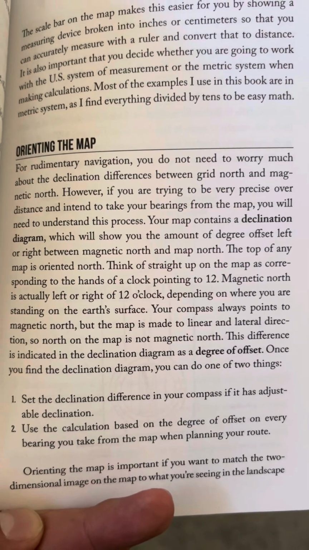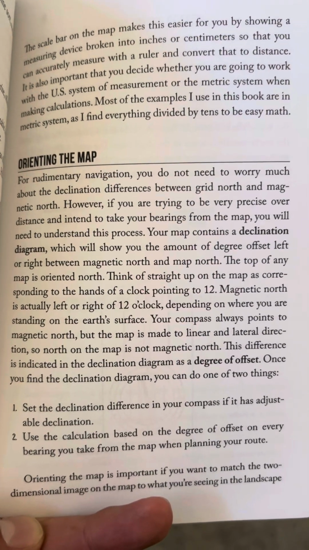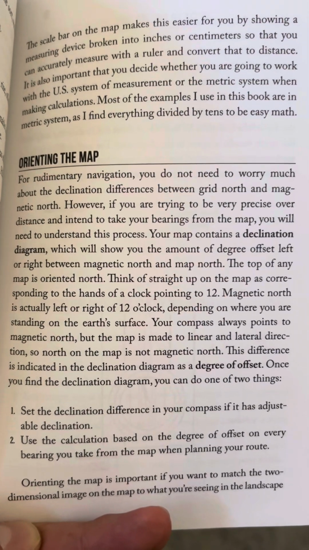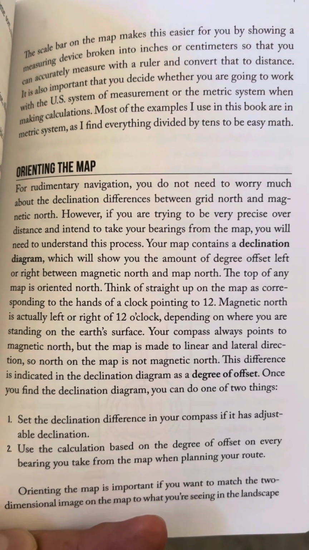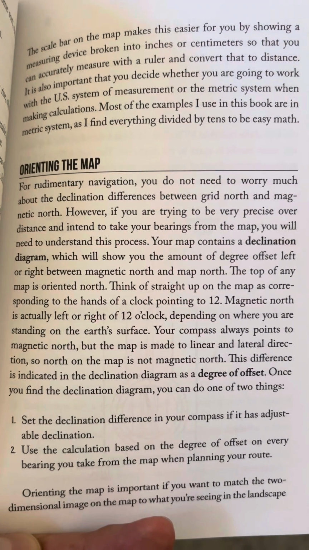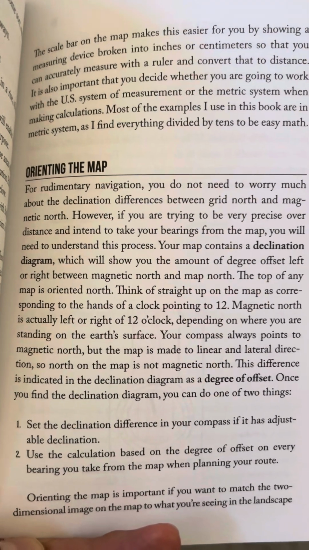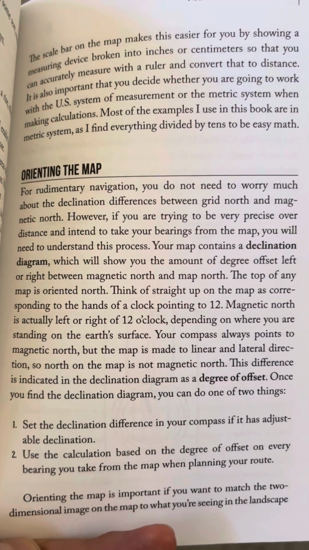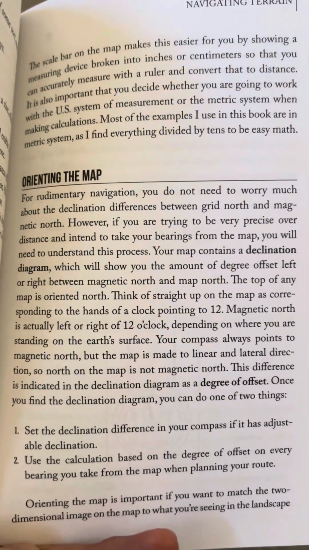Think of straight up on the map as corresponding to the hands of a clock pointing to 12. Magnetic north is actually left or right of 12 o'clock, depending on where you are standing on the Earth's surface. Your compass always points to magnetic north, but the map is made to linear and lateral direction. So north on the map is not magnetic north. This difference is indicated in the declination diagram as a degree of offset.